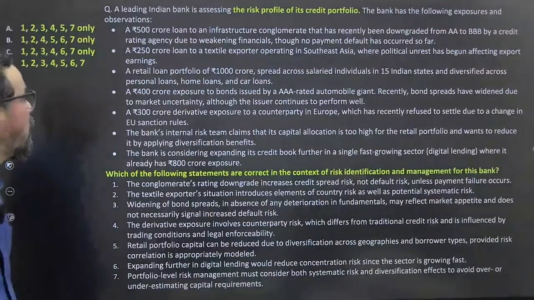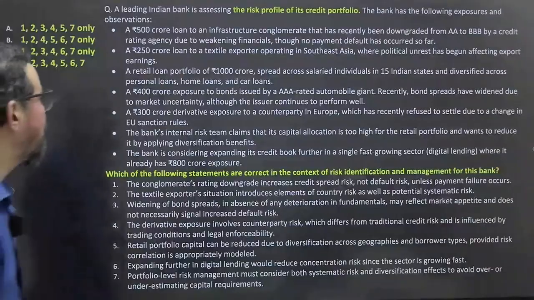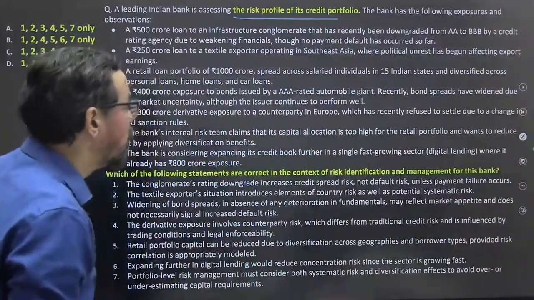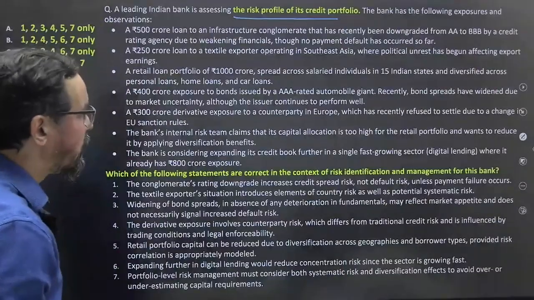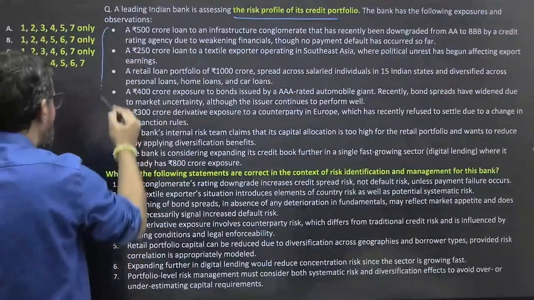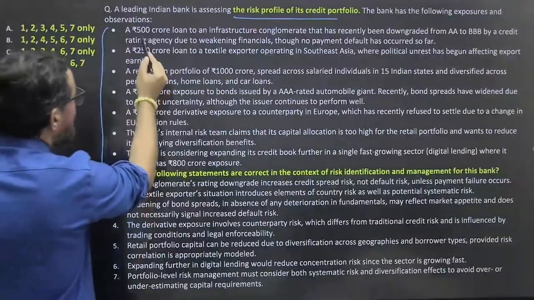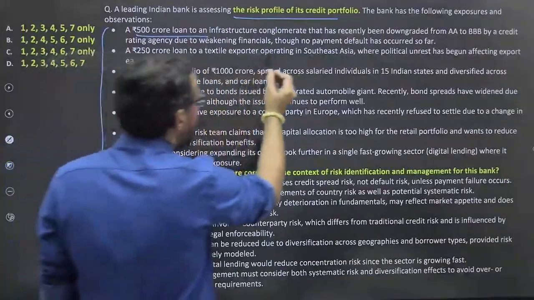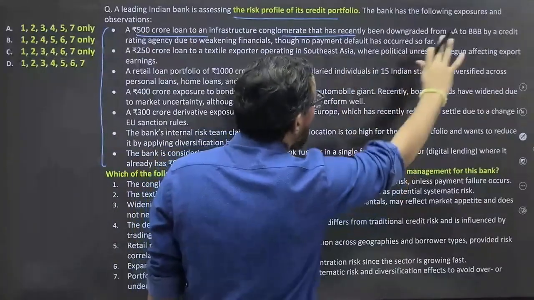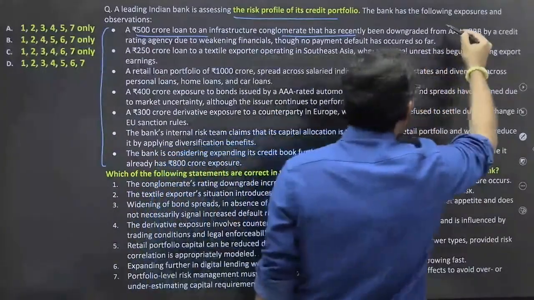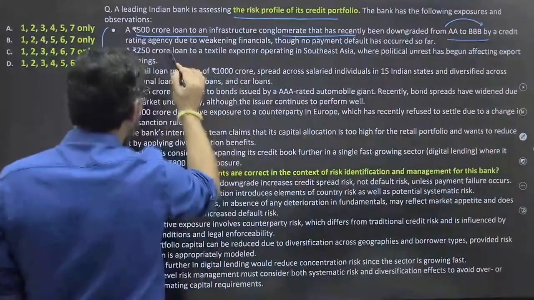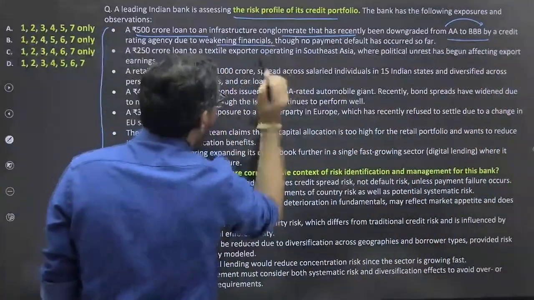Chalo. So, a leading Indian bank is assessing the risk profile of its credit portfolio. The bank has the following exposures and observations. 500 crore rupees loan to an infrastructure conglomerate that has recently been downgraded from AA to triple B by a credit rating agency due to weakening in financing.